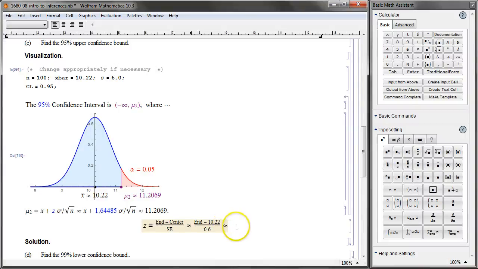Then this will be 1.645. This time no plus or minus, because this is not symmetric. I don't see anything on the other side, so just positive 1.645. And from this equation you can find out the n. Can you do it?